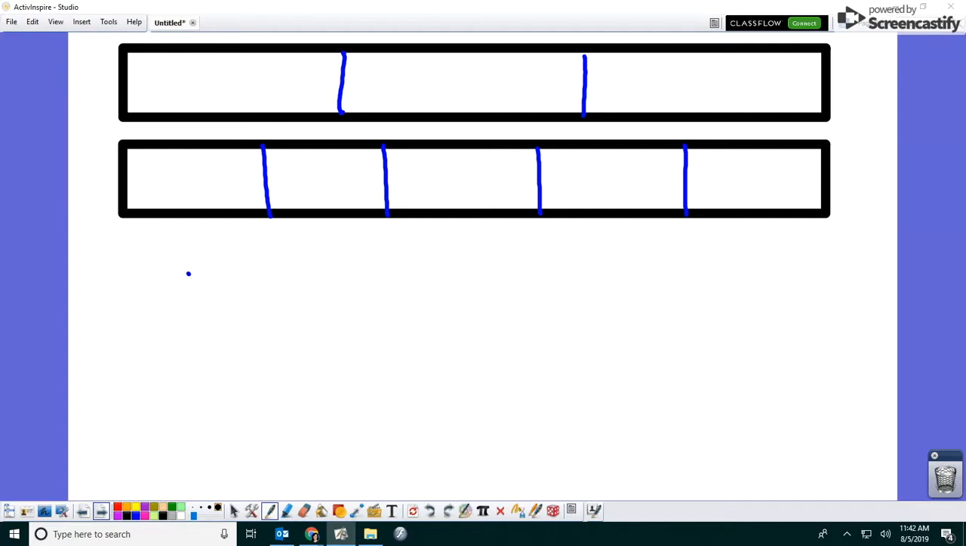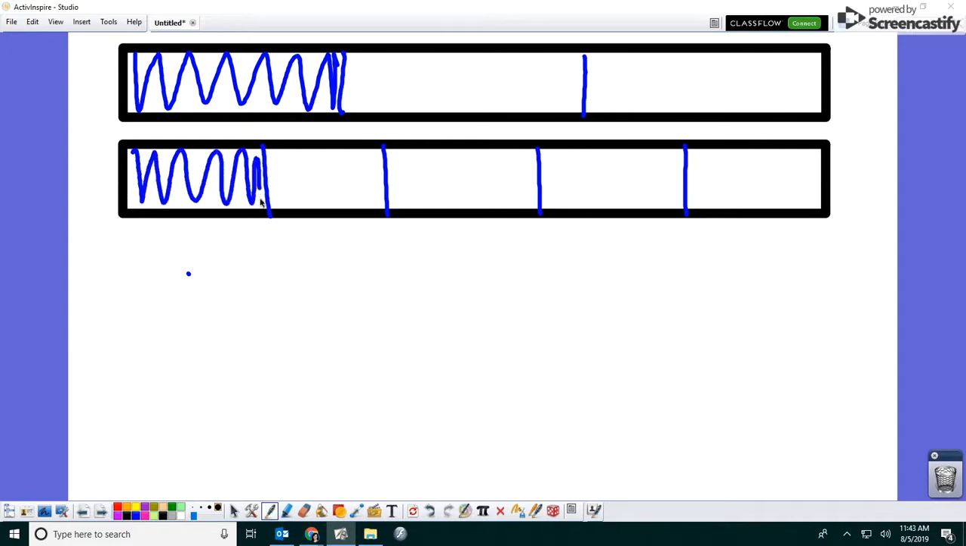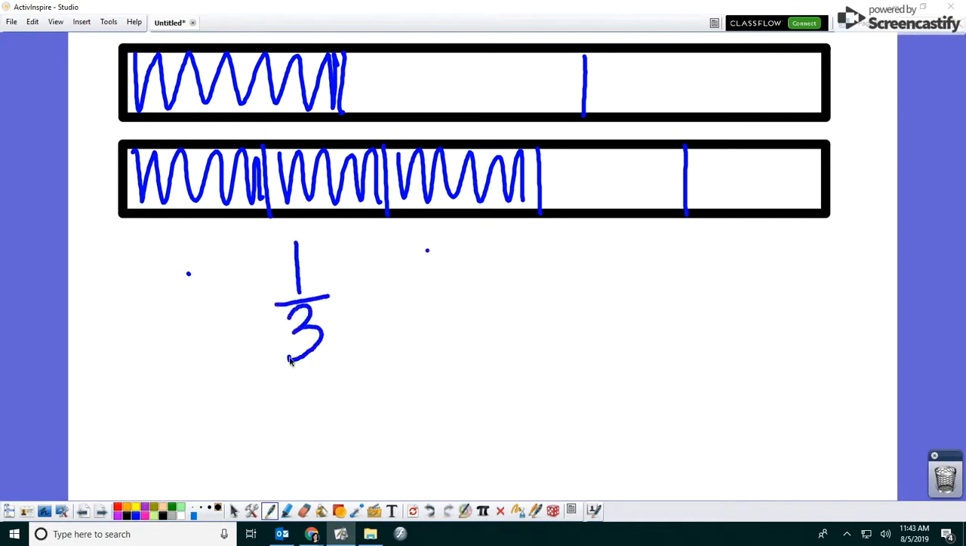Our last strategy, I'm going to go ahead and use the same fractions from last time, 1/3 and 3/5. If you don't like using benchmark fractions, and the numerators are different, so you can't use strategy 2. The denominators are different, so you can't use strategy 1. Another strategy is to find common denominators.